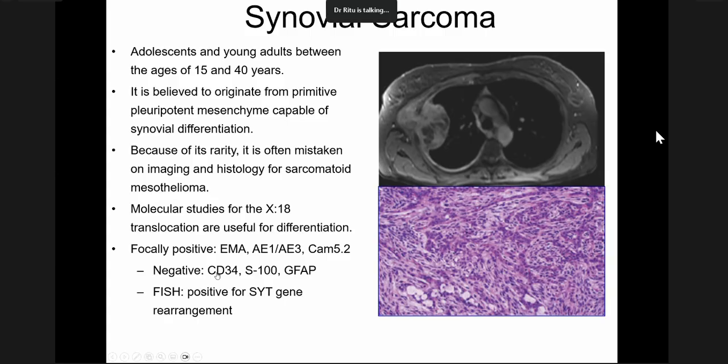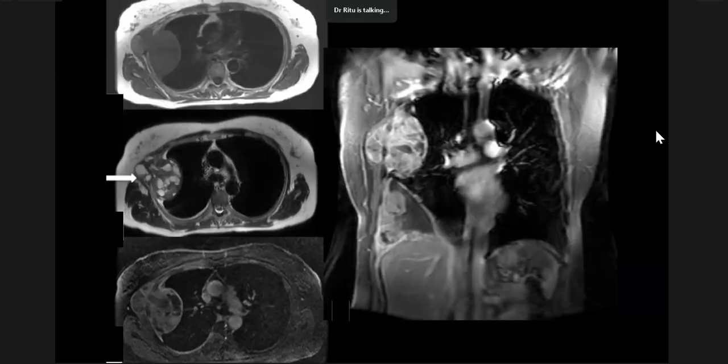S100 and CD34 are markers that you will see with fibrous tumors, and the other markers which can be seen with mesothelioma are also often run on these tumors.